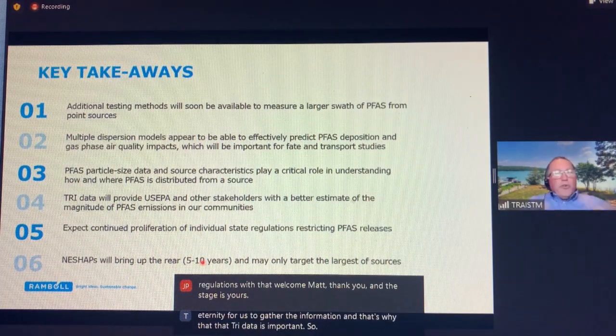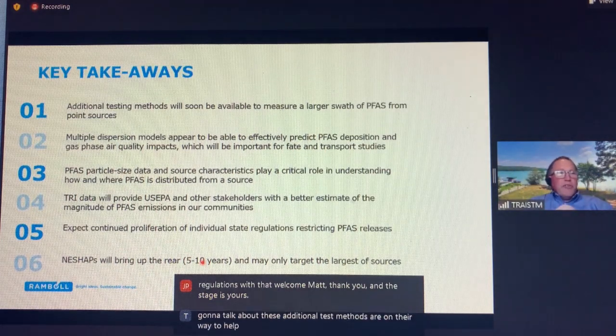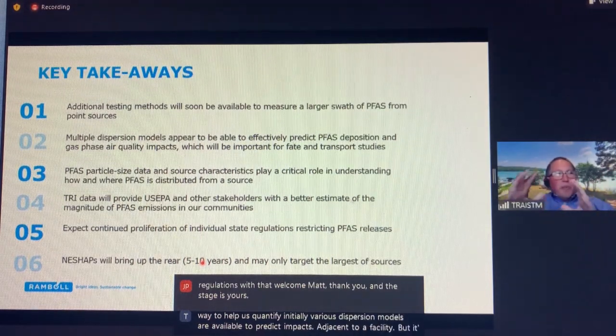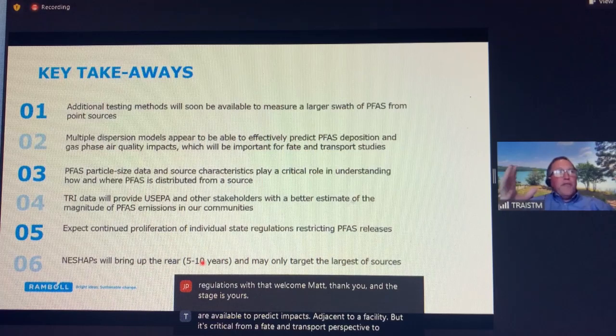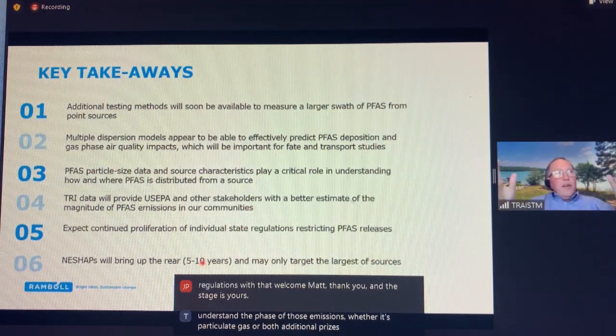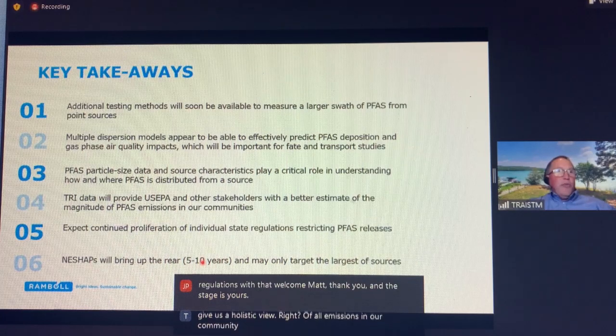So without further ado, additional test methods are on their way to help us quantify emissions. Various dispersion models are available to predict PFAS impacts adjacent to a facility, but it's critical from a fate and transport perspective to understand the phase of those emissions, whether it's particulate, gas, or both. Additional TRI data will give us a holistic view of all emissions in our communities, where they're coming from, and the magnitude of those emissions.